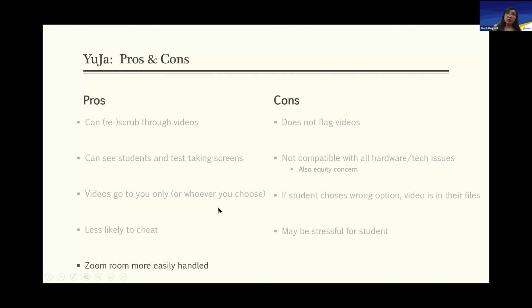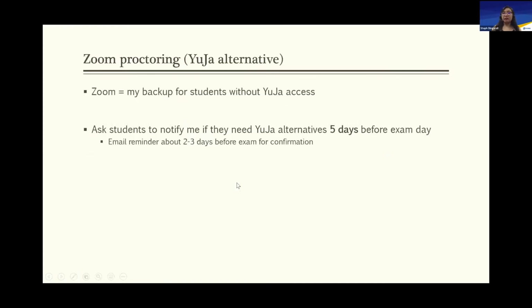But in general, UJA makes the Zoom room much more easily handled because there are fewer students in Zoom who can ask questions. And because of the pros and cons, I've weighed both. I've tried out UJA and I've been using it for the last 3 quarters, and there are very few glitches, fortunately. I would say it's been over 90 to 95% successful for my courses. So Zoom proctoring is for those who don't have UJA. Zoom is my backup, as I mentioned. For those students who don't have UJA, I just say, please notify me before the deadline, 5 days before the exam, and then I reconfirm with them.